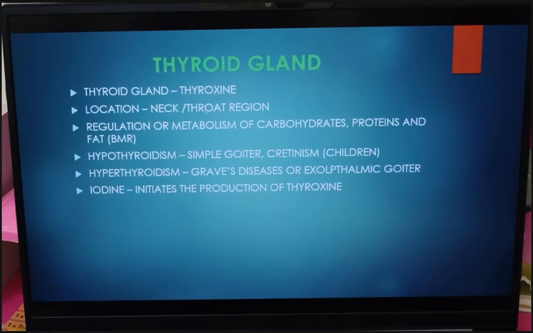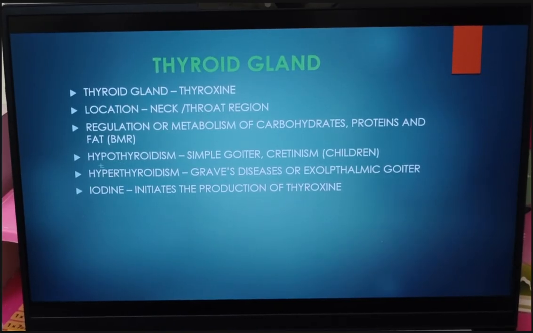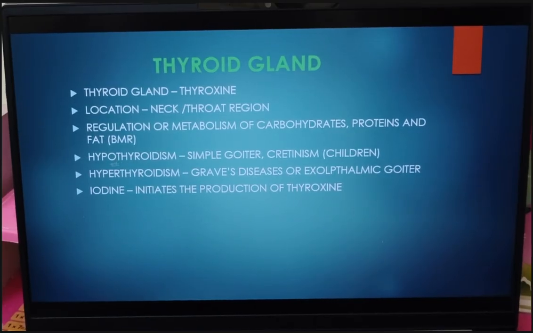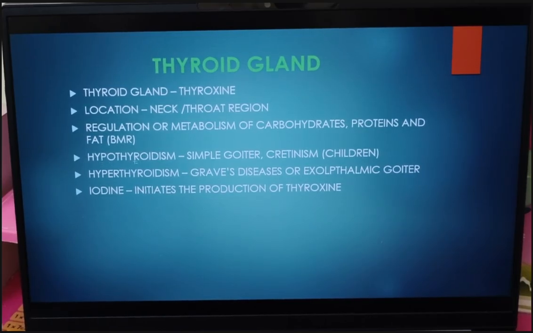If you intake excess, that will also lead to a problem. If it is less, that can also lead to a problem. So you call these two conditions hypothyroidism and hyperthyroidism. Hypo meaning less and hyper meaning high. If the iodine intake is not proper, it can lead to less hormone secretion. You call that hypothyroidism, and more hormone secretion, you call it hyperthyroidism.